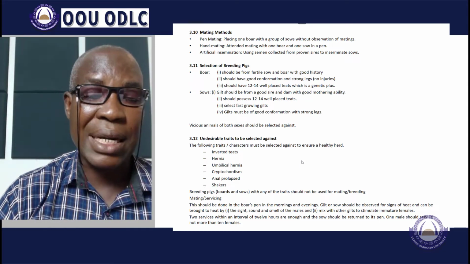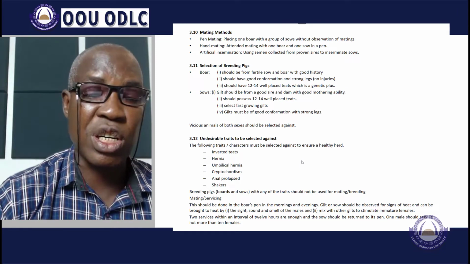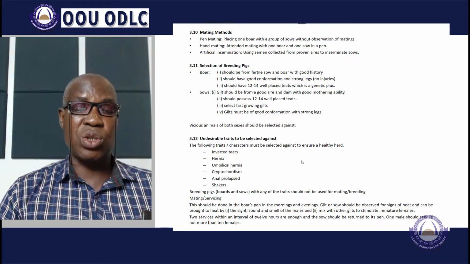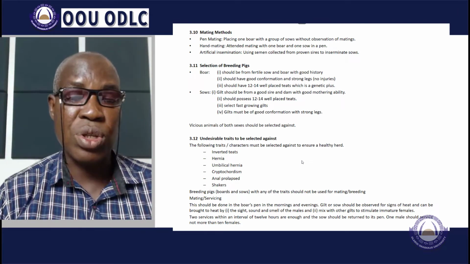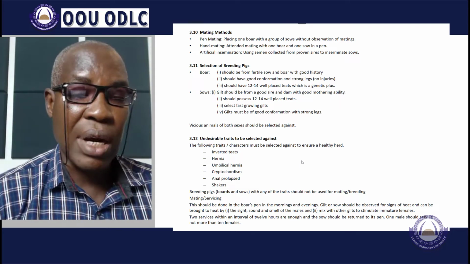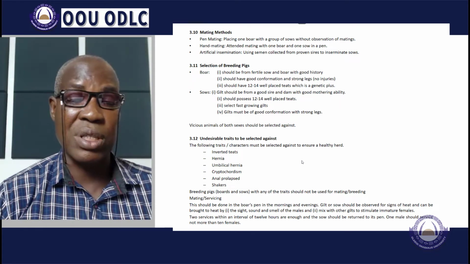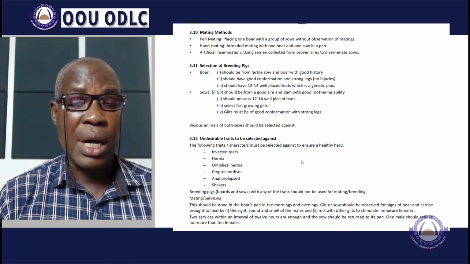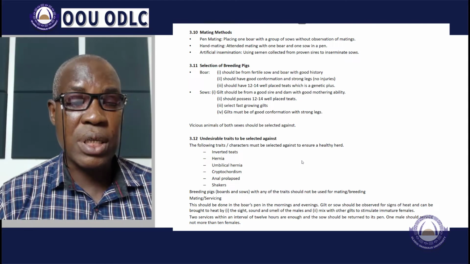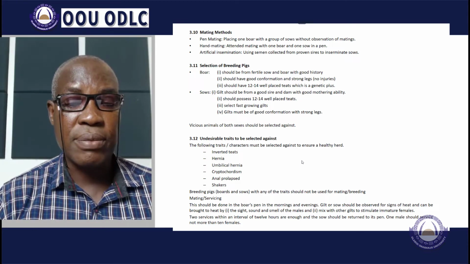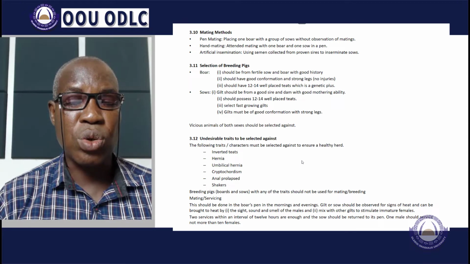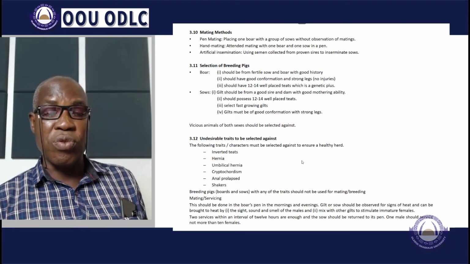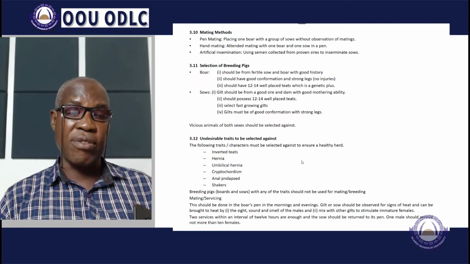Cryptorchidism. Any animal that has cryptorchidism or semi-cryptorchidism should not be used for mating. Anal prolapse. Any animal that is showing anal prolapse should not be used for mating. And then we have shakers. In fact, shakers can never be used because right from birth they are usually very small and do not grow very well. Pigs for breeding should not show any of these signs that we have mentioned. And then we should look very well at our animals before using them for breeding.